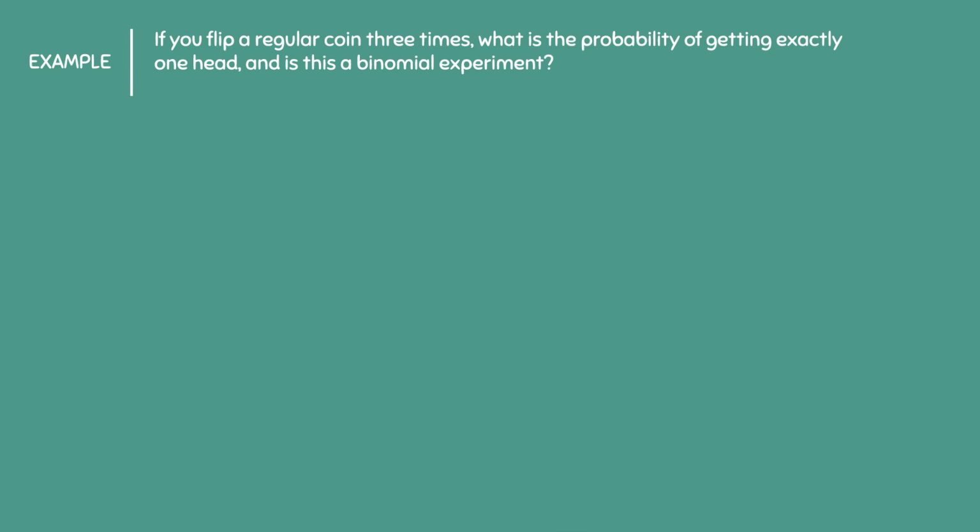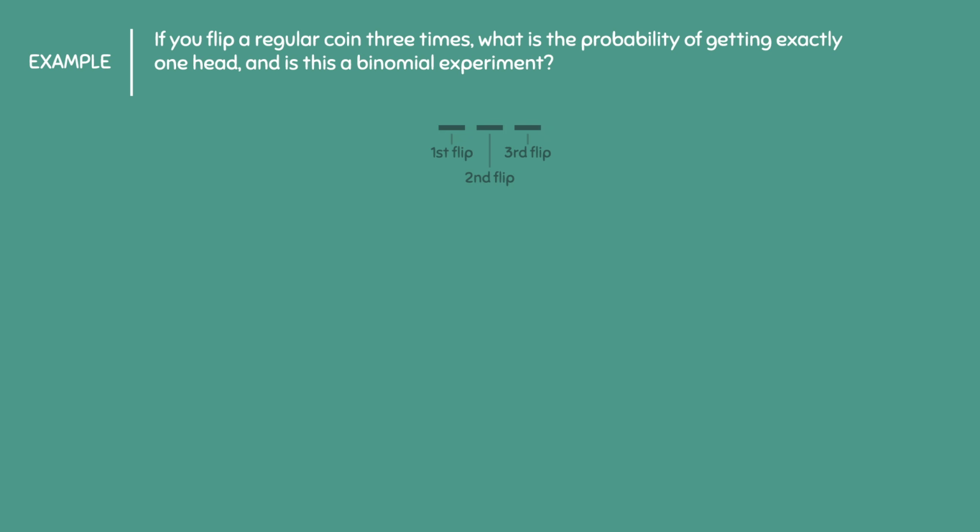If you flip a regular coin 3 times, what is the probability of getting exactly one head, and is this a binomial experiment? Feel free to pause the video at this point so you can try this question for yourself. Since the question says that we are flipping the coin 3 times, I will have 3 blank spaces, one for each flip. The first blank space is for the first flip, the second is for the second flip, and the third is for the third flip.